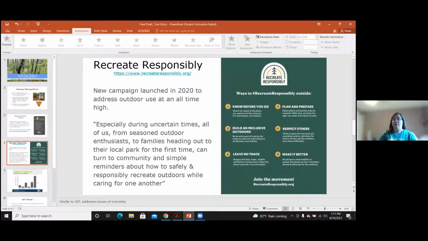Another one that we have interacted with a lot in the past year or so is this new campaign that launched in 2020 called Recreate Responsibly. Very similar to Leave No Trace, it also addresses some issues of inclusivity in the outdoors. You'll see number 3 on there, build an inclusive outdoors: be an active part of making the outdoors safe and welcoming for all identities and abilities. So again, very similar to Leave No Trace in what the guidelines are for folks in the outdoors, but something a little bit different. And their website is right at the top there.